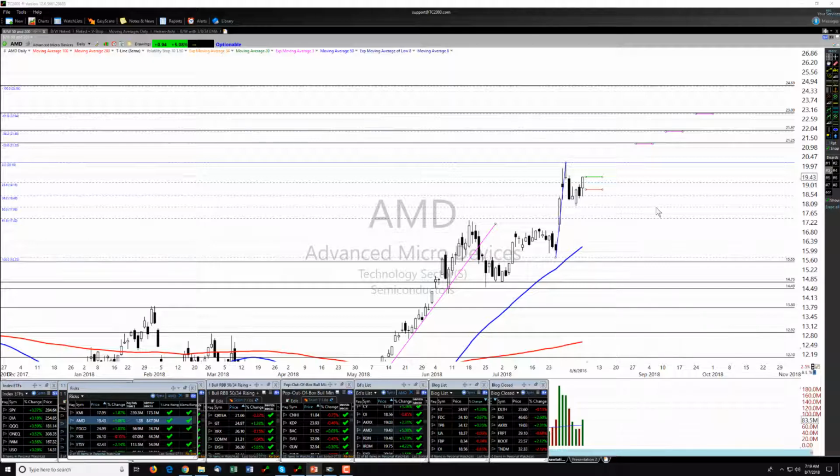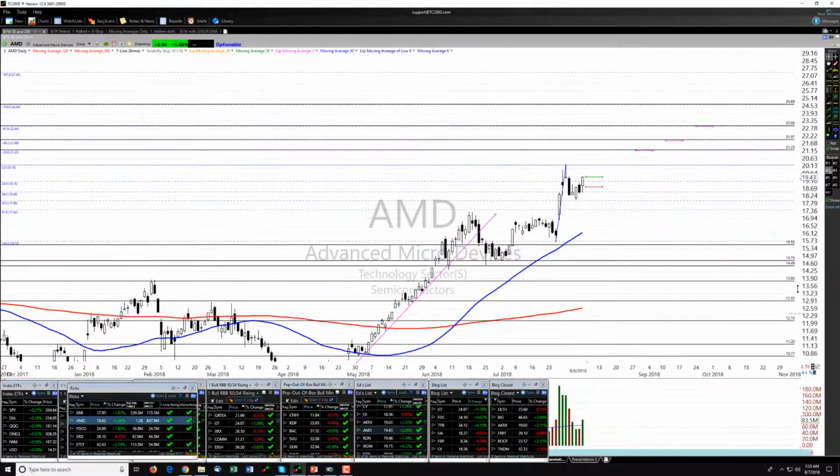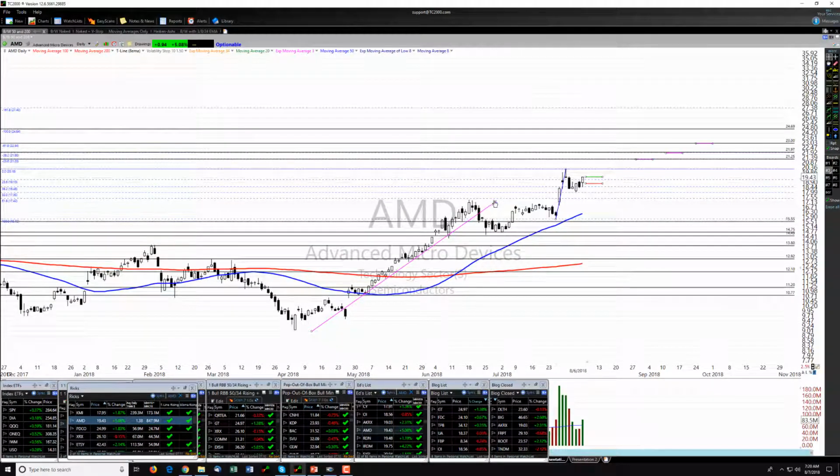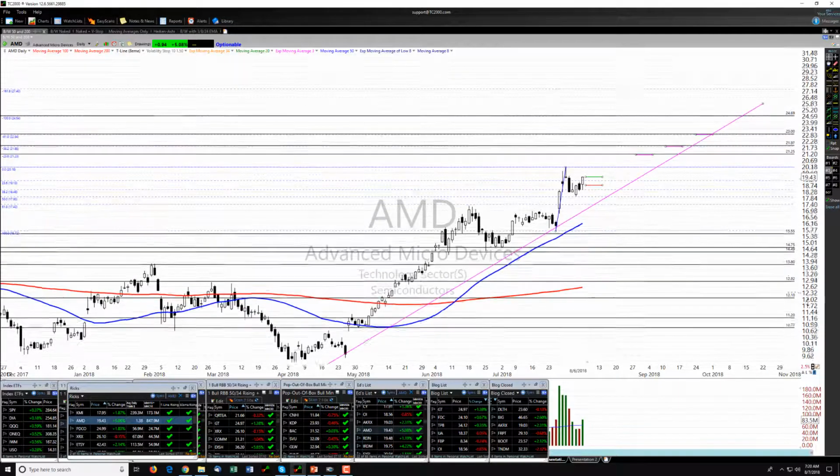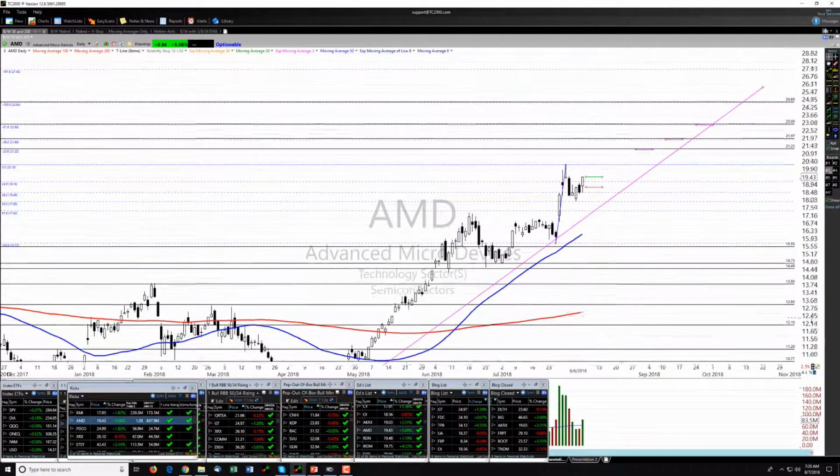Today's featured trade idea will be AMD, Advanced Micro Devices. Let's pull this up and put a longer trend on that sucker. Let's call it something like that, give or take. That's the trend that we're working with here.